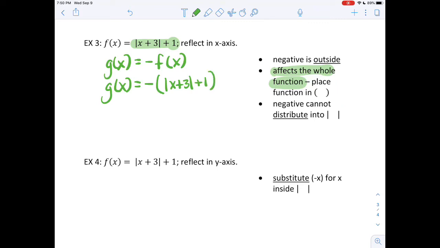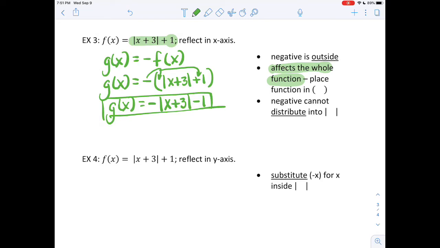Next, we need to distribute the negative, but a rule that you need to remember about absolute values is that you cannot distribute into absolute value bars. So that negative sign is going to have to stay on the outside as negative, and then absolute value of x plus 3, and then finally minus 1 when we distribute the negative to the 1. So that's a very important thing to remember, that you cannot distribute into or onto the inside of absolute value bars.